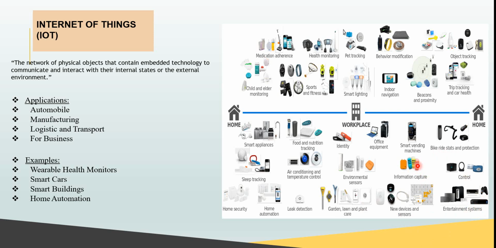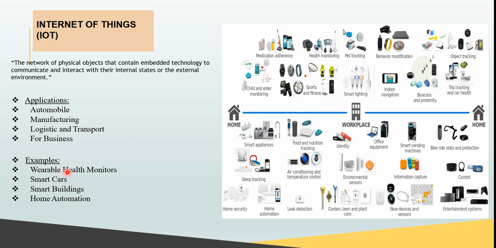Internet of Things, which is a combination of hardware and software. Everywhere, if there is an embedded system, definitely we can control it by using the internet. Then we can make it an Internet of Things, right? The applications of the Internet of Things: for example, automobiles, as we already know, manufacturing devices in manufacturing, logistics and transport. For business purposes, many devices have been used in Internet of Things.